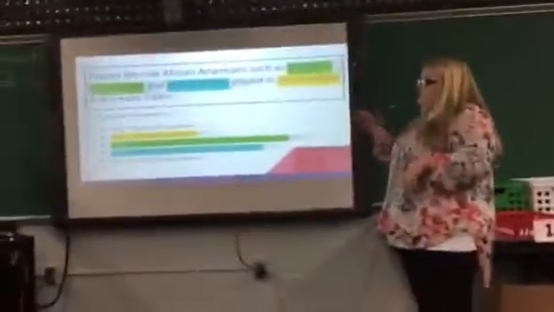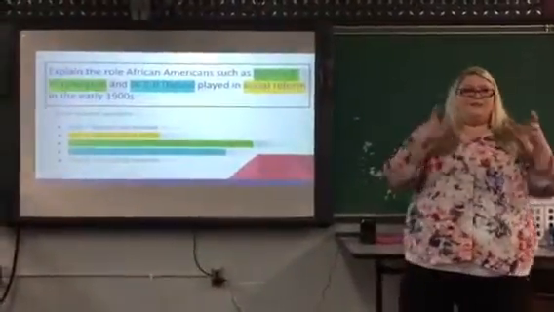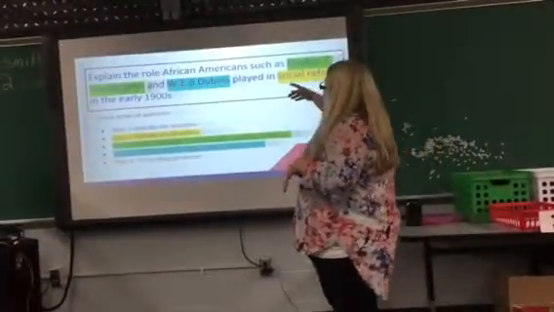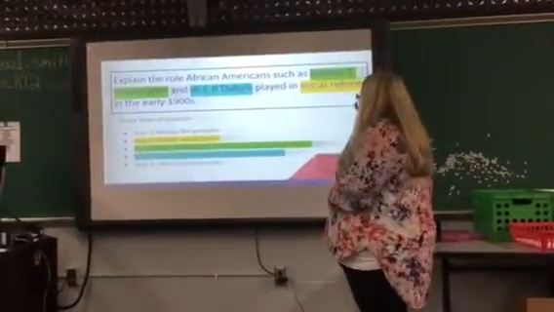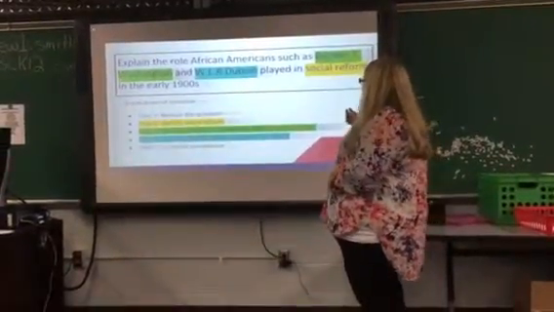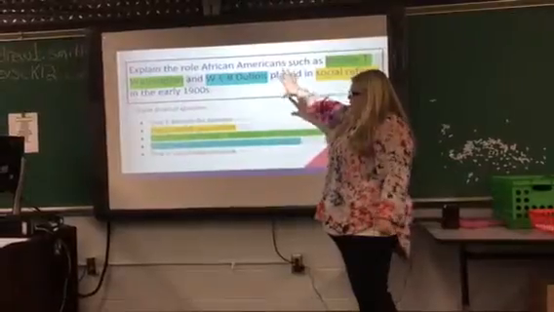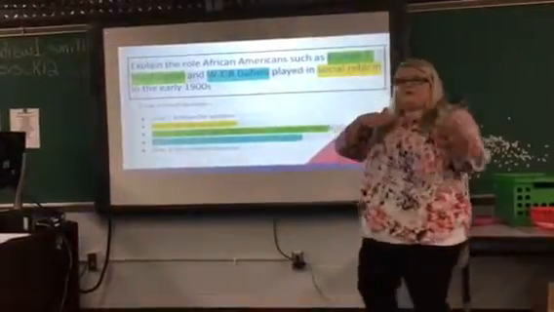Break it apart by highlighting. I know it may seem a little childish, but the kids get it. So, explain the role African Americans such as Washington and Du Bois played in social reform in the early 1900s. I would start by doing it like this with them, and then I would do a "we do."